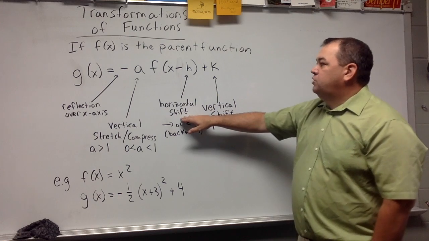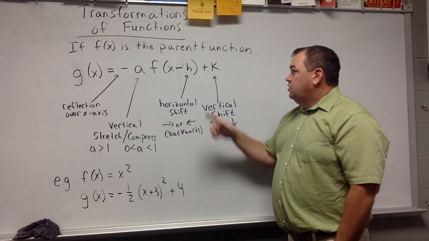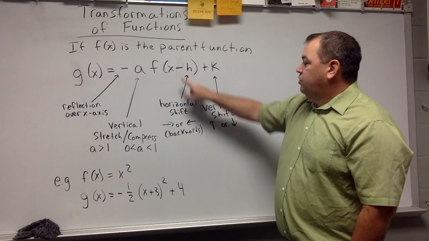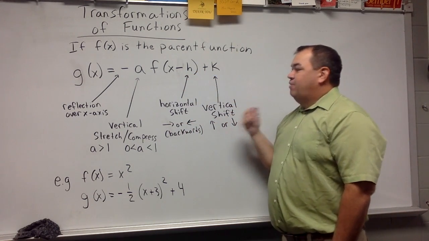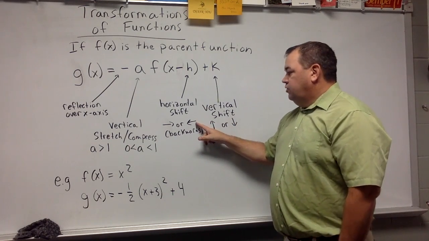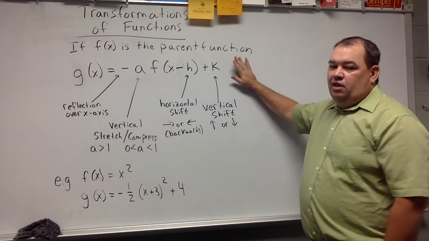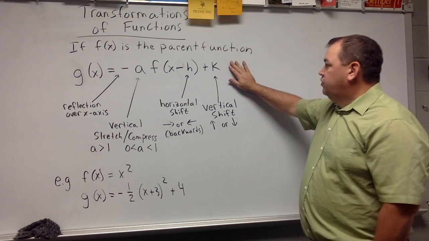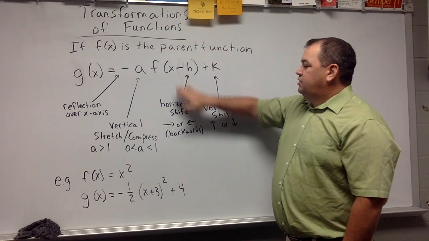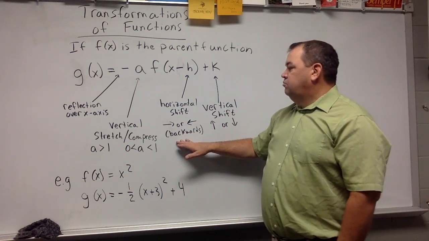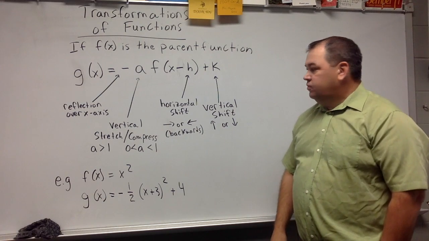Now, here's what's confusing about it. It's in parentheses, it's actually backwards. So if I have a negative number, it's going to move it to the right. If I have a positive number, it's going to move it to the left. It's backwards of what you would think, like the vertical shift. Positive for vertical moved up, negative moved down. Inside the parenthesis, it's backwards. Positives move left, negatives move it to the right.